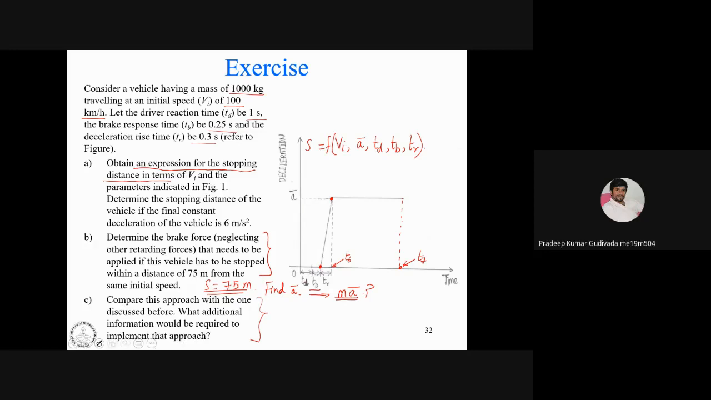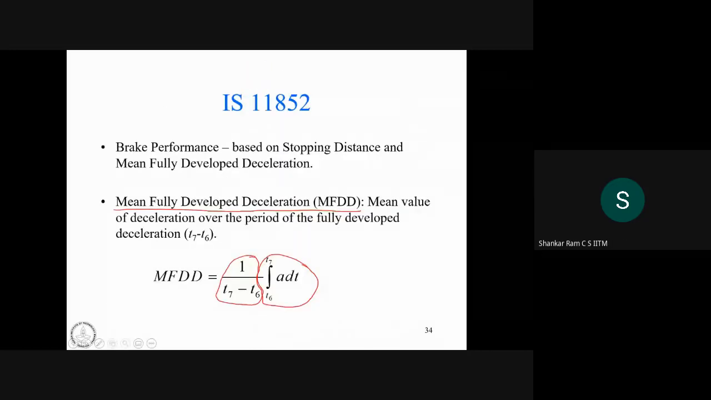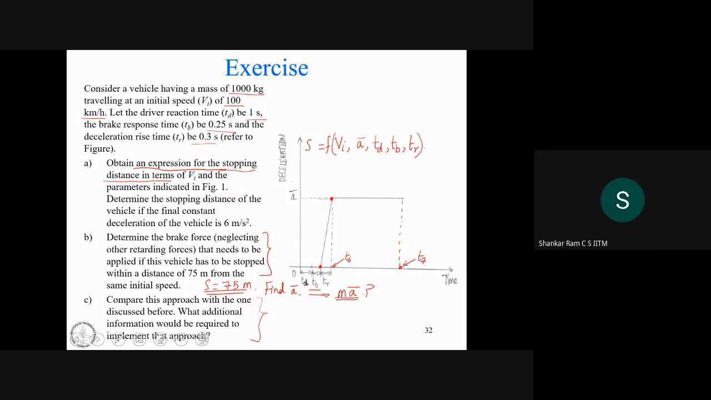If you look at the ideal figure, it looks constant. Then the mean fully developed deceleration should be this A bar. But this is an idealized curve, so in reality, it won't be like this. Maybe once we do this, then we understand that clearly. Please do that.